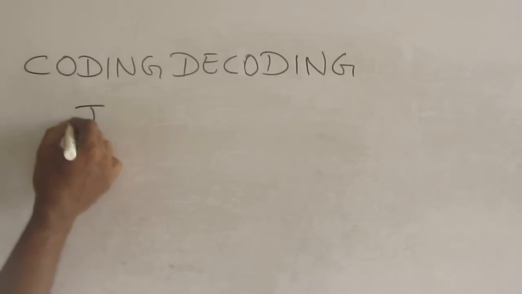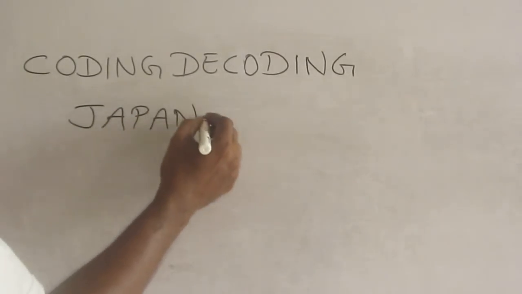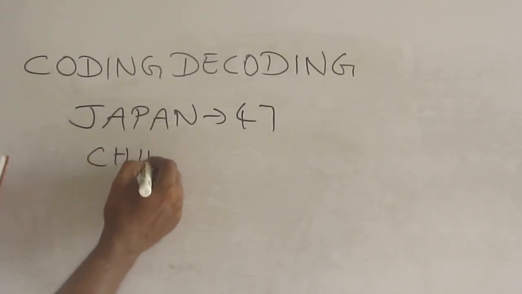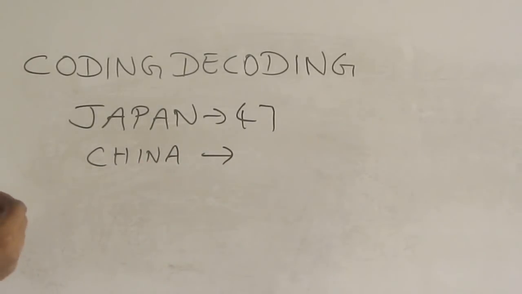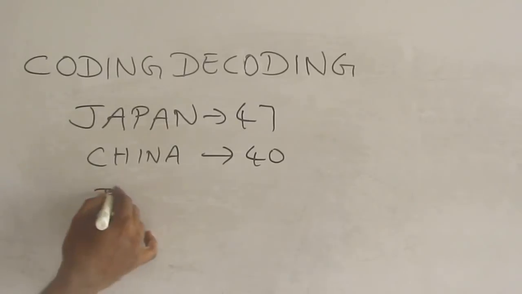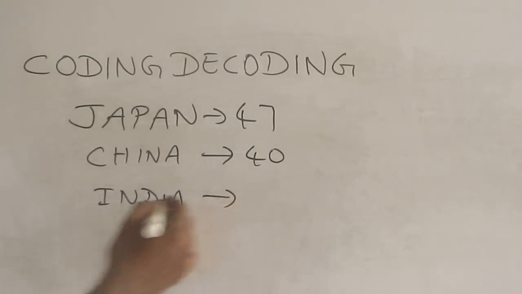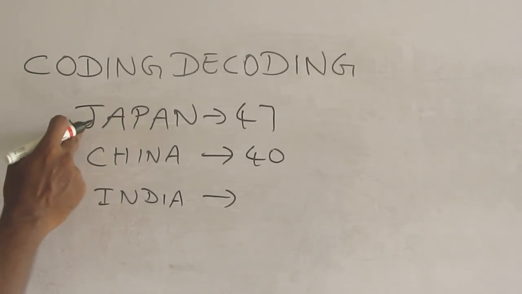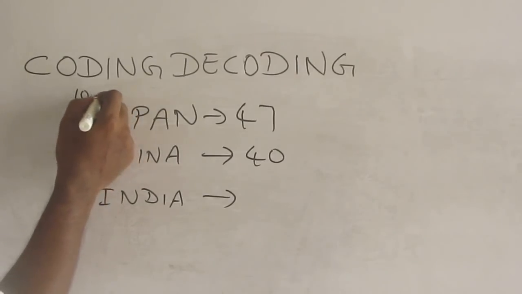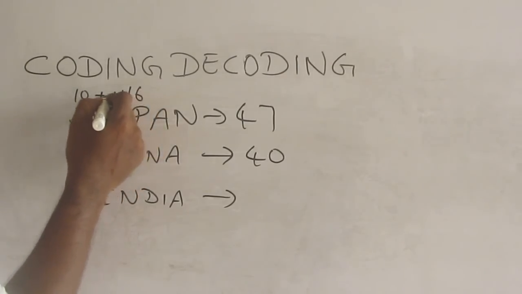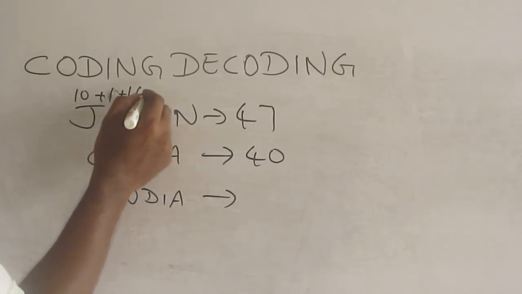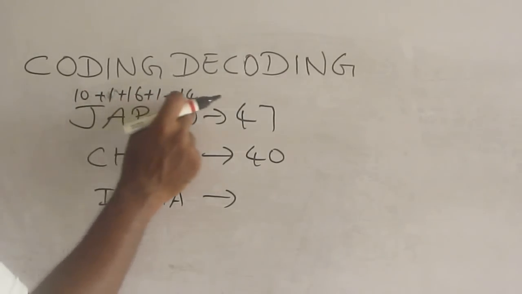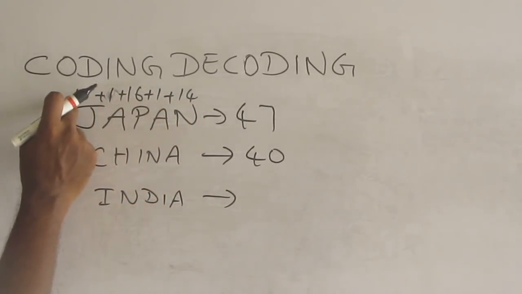If Japan is coded as 47, and China is coded as 40, what is the code for India? How to do this question? Just put the place values here. The value for J is 10, A is 1, P is 16, A is 1, N is 14. Now add everything: 14 plus 16 plus 14, 30, 30 plus 2, 32, 32 plus 10, 42.